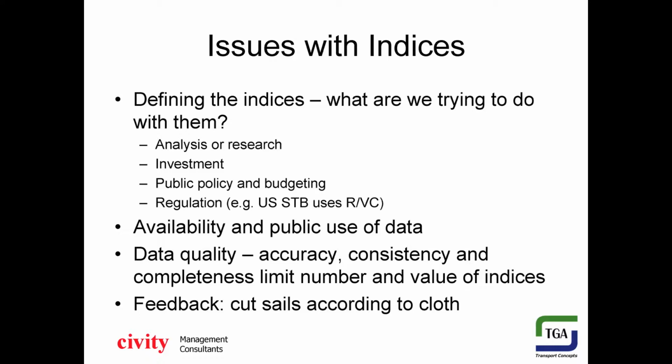We could use it for analysis or research. This is something dear to the heart of our economists. We can use it for investment analysis. What do we get for this? We can use it for public policy and budgeting. That is, where do we put our public money on a railway as opposed to highways, or this railway as opposed to this railway. And we can use it for regulation. And I put a parenthesis there. The U.S. Surface Transportation Board in the Staggers Act of 1980 established a standard of revenue of a movement divided by its variable cost. That ratio determines whether the shipment is potentially subject to regulation.